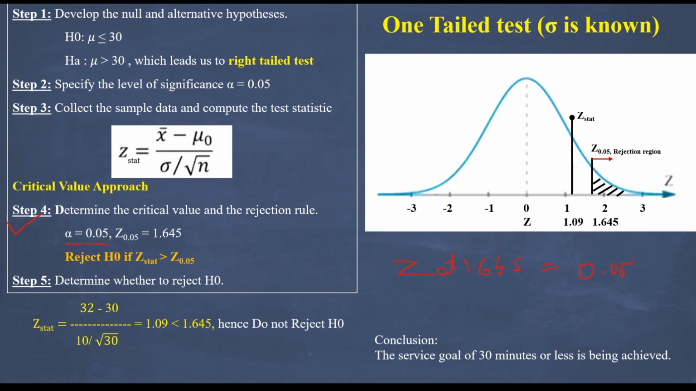So you have done the calculation in reverse way. So you got 1.645 on the z-axis, and this becomes the rejection region, and your z statistic value is 1.09, which comes over here, means it is in the acceptance region, and hence we will accept our null hypothesis. That is nothing but the service goal of 30 minutes is being achieved.